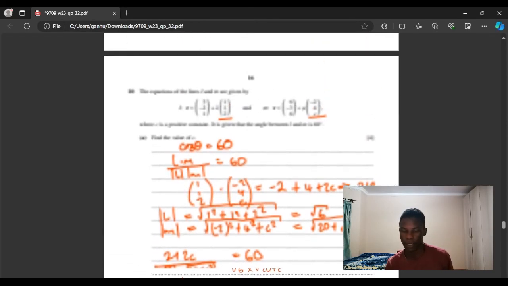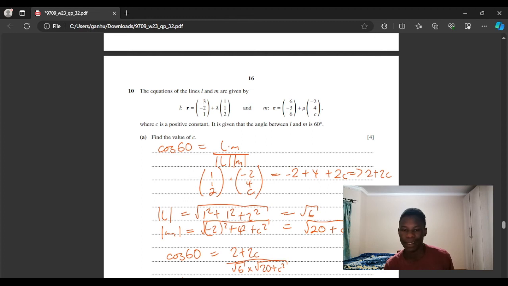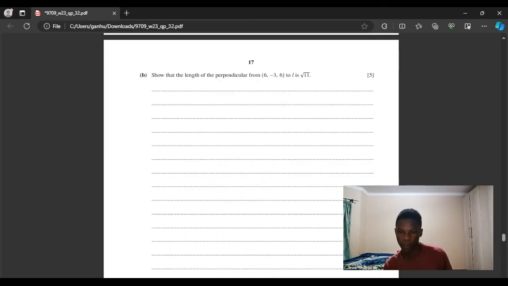And what were we told in the question to determine what c is? We were told that c is a positive constant. So it means that our final answer would be, therefore c is equal to 2. Let's move on to part B.